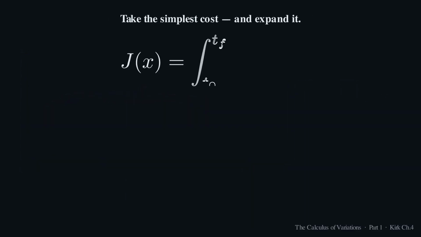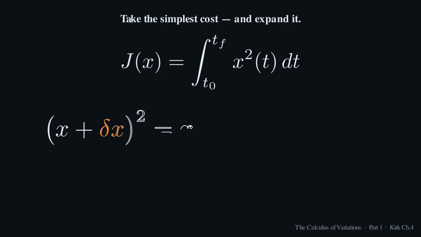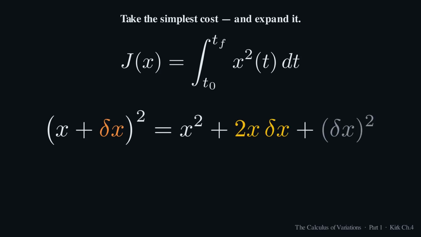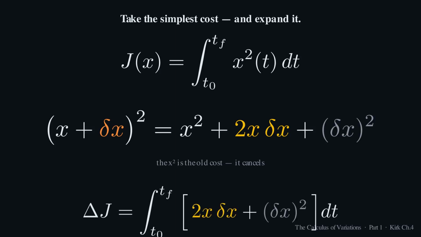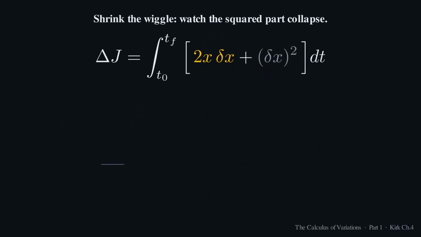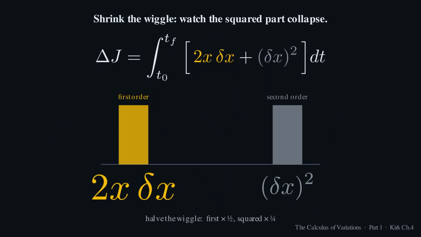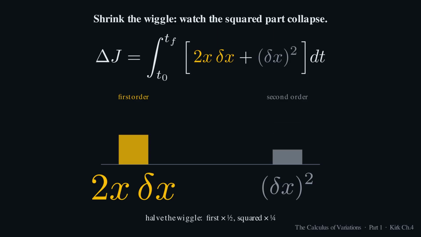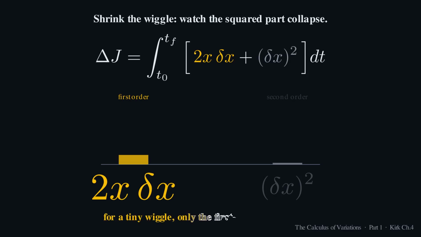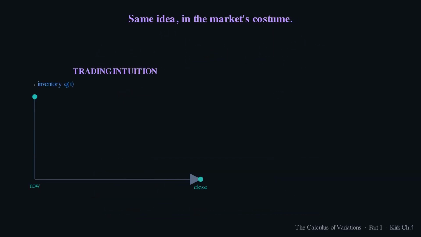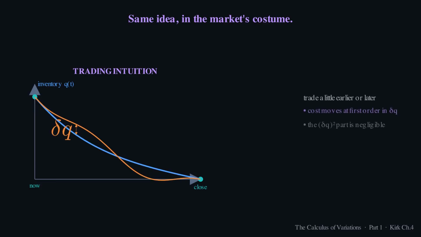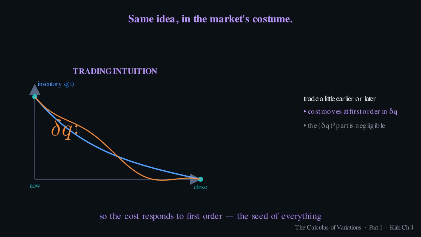Work it out for a simple squared cost and two pieces appear. One is proportional to the wiggle, first order. The other is proportional to the wiggle squared, second order. Here's the crucial fact. Make the wiggle 10 times smaller and the first-order piece shrinks 10 times, but the squared piece shrinks 100 times. For a tiny wiggle, the squared part all but vanishes and only the first-order piece survives. That split, first order versus second, is the seed of everything that follows.